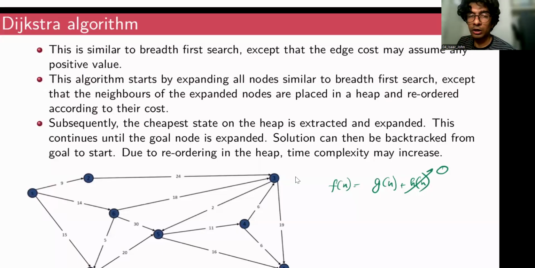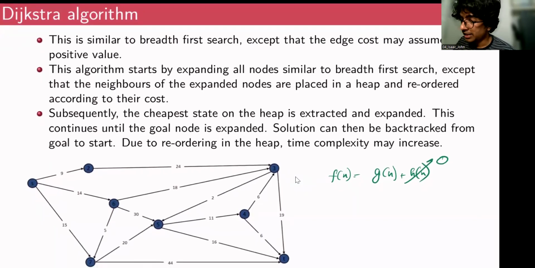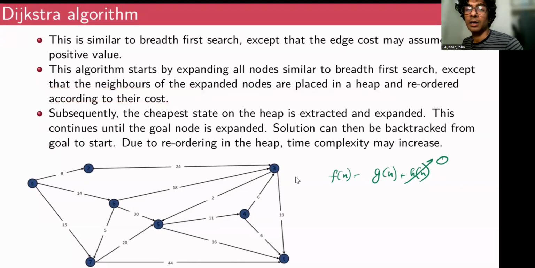Right? So what are the salient features of this Dijkstra algorithm? It says this is similar to the breadth first search, except that the edge cost may assume any positive value. So instead of g of n being constant, it can assume any values. So this algorithm starts by expanding all nodes similar to the breadth first search, right? Except that the neighbors of the expanded nodes are placed in a heap and reordered according to their cost, right?